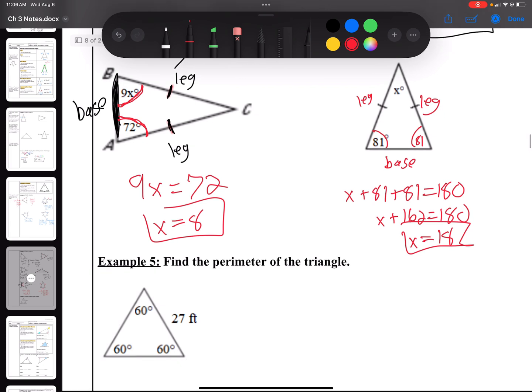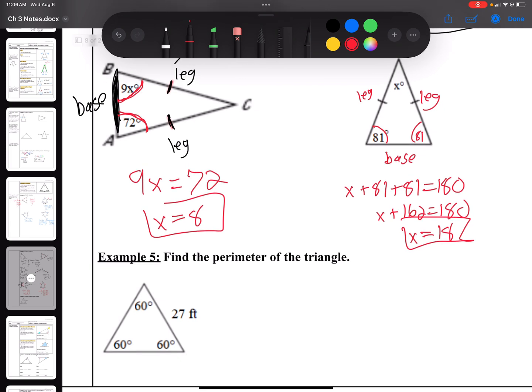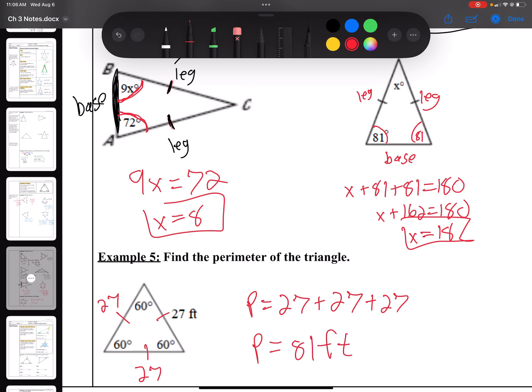Find the perimeter of the triangle. To find the perimeter, I need to add up all three sides. Well, they only gave me one of the side lengths, but what do you notice about the angles? 60, 60, 60. Oh, it's equiangular. If all three angles are equal, then all three sides have to be equal as well. If the one side's 27, then all of them have to be 27 as well. You could add them, or you could just multiply by 3. It really doesn't matter. You'll get the same result in the end, and you'll get that the perimeter is 81 feet.